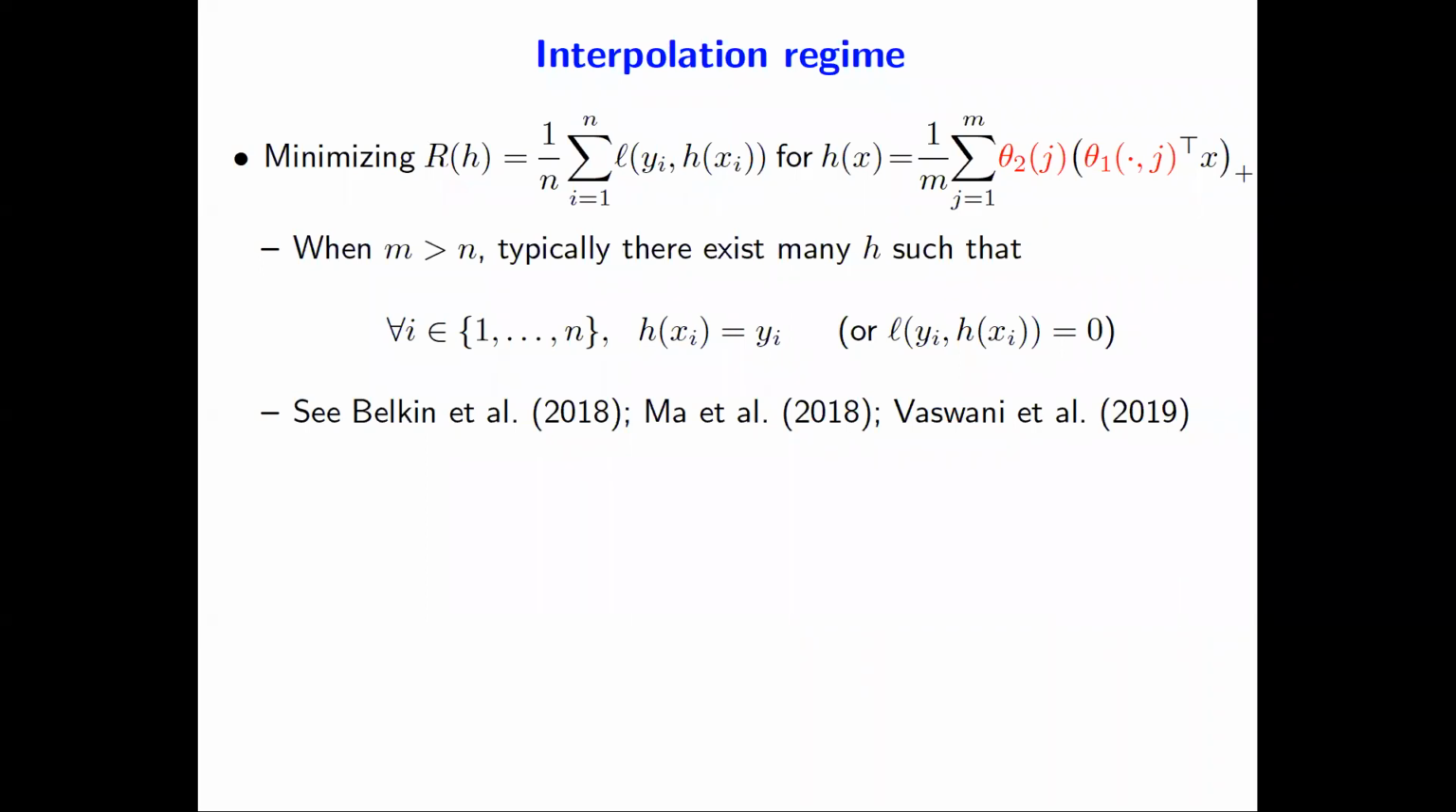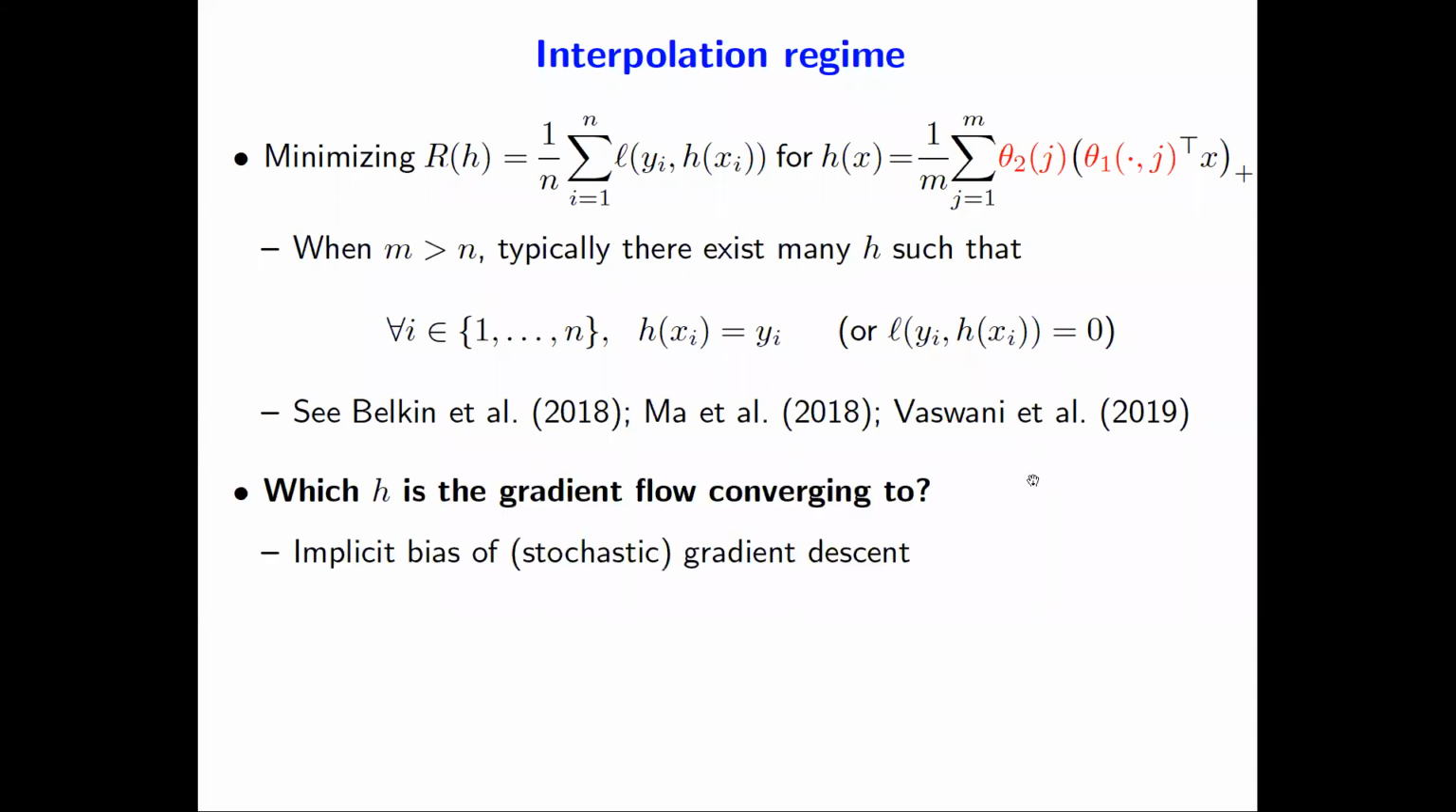This is a regime which has been studied in terms of optimization by several papers recently. When you know that at the optimum there exists an h which has 0 loss for everybody, things go faster for optimization. This is what those papers are about. But what I want to focus on today is: where do we converge to? There are many h which will satisfy that, infinitely many, a whole vector space of such h. And the question is, to which one do you converge?